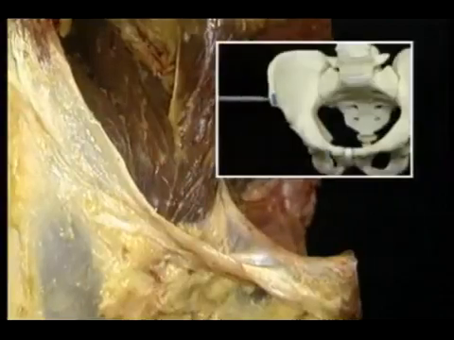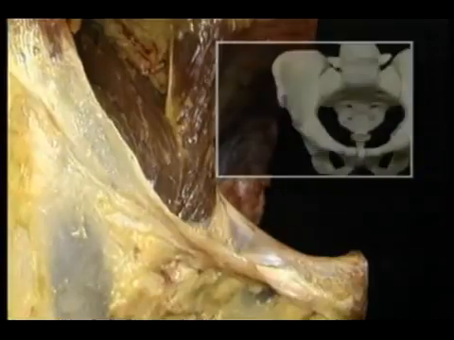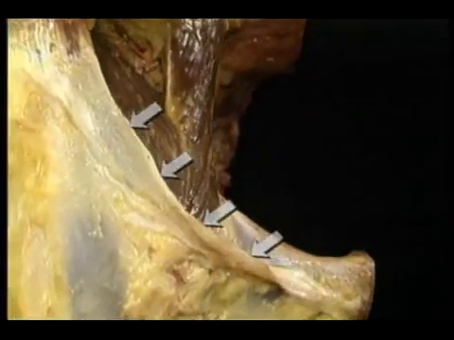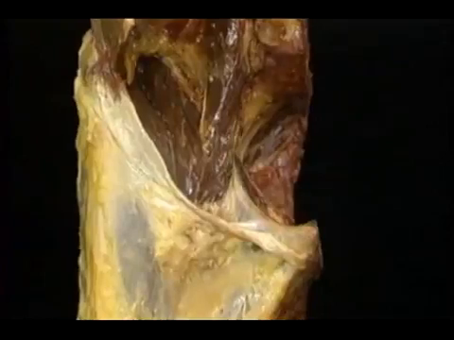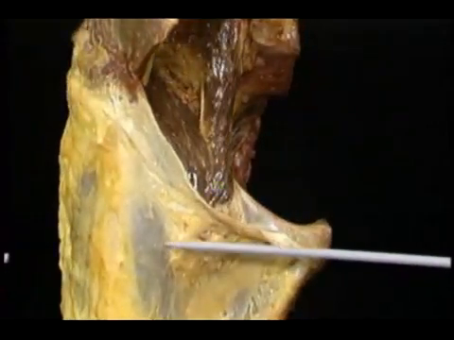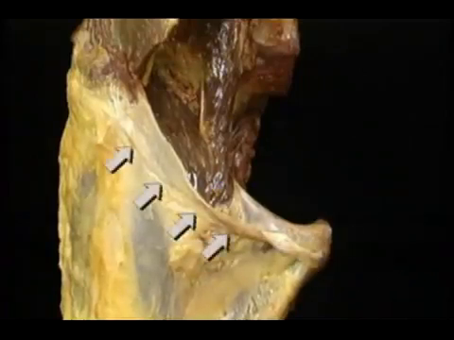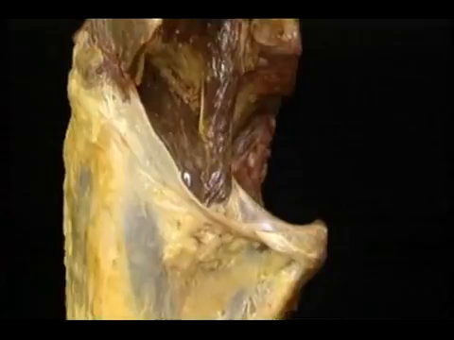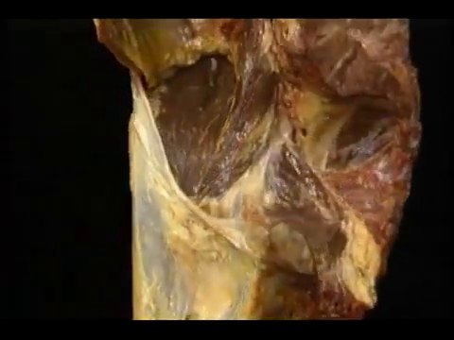Laterally, the ligament is attached to the anterior superior iliac spine. Medially, it's attached to the pubic tubercle. The cut edge here was created by dividing the external oblique aponeurosis along this line. The edge of the inguinal ligament can't be seen from the outside because the fascia lata, the investing deep fascia of the thigh, is attached to the ligament along here. To see the edge of the ligament, we'll go round to the inside.